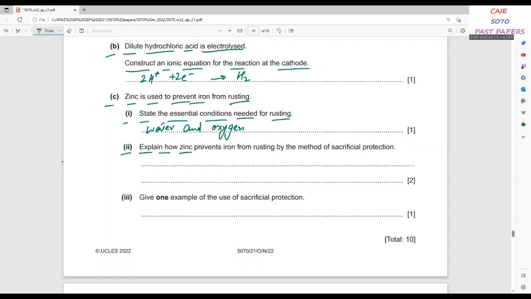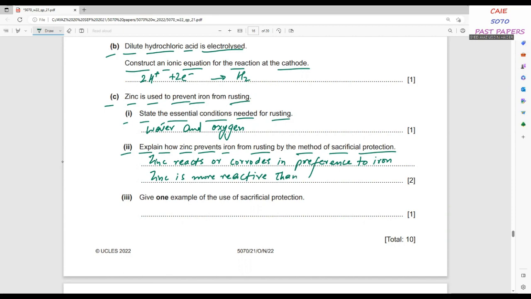Number 2, explain how zinc prevents iron from rusting by the method of sacrificial protection. Zinc reacts or corrodes in preference to iron because zinc is above iron in the reactivity series. So you can also write that zinc is more reactive than iron.